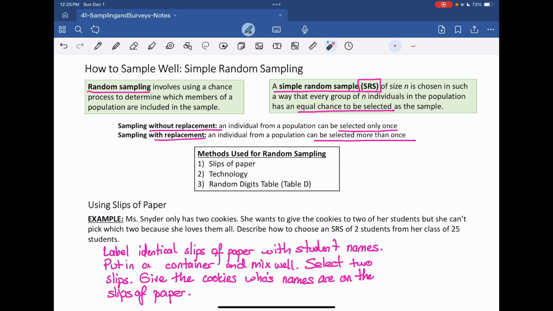All right, and so there are two types of sampling, without replacement and with replacement. If it's without replacement, the person or animal or object, the individuals, can only be selected once. But if it's with replacement, the individuals can be selected more than once.